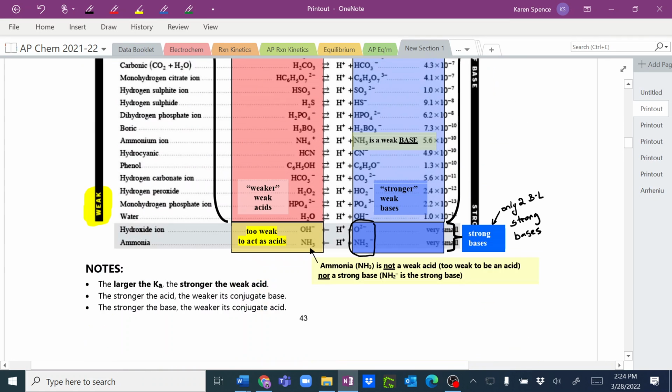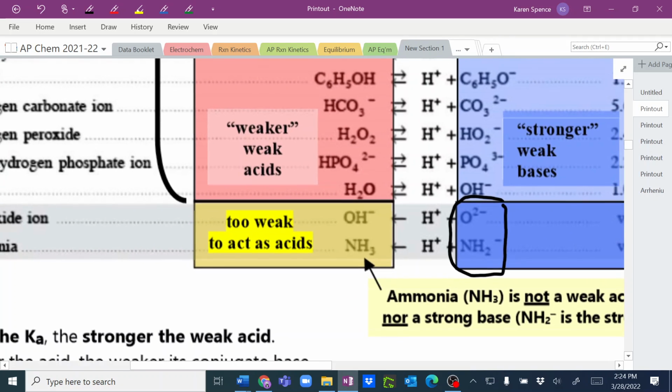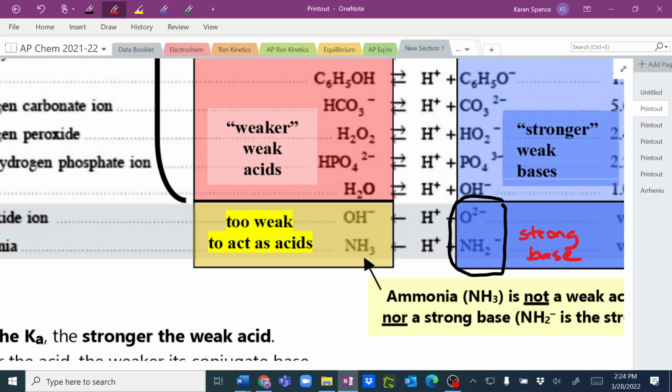So going down to the bottom part of the table, just noting the conjugate acids of strong bases, right? These are our strong bases. What can we say about their conjugate acids? They're not just weak acids, they are too weak to actually act as acids. They cannot donate protons.